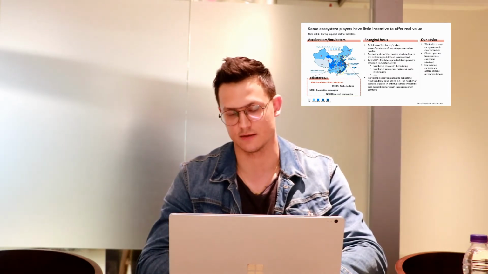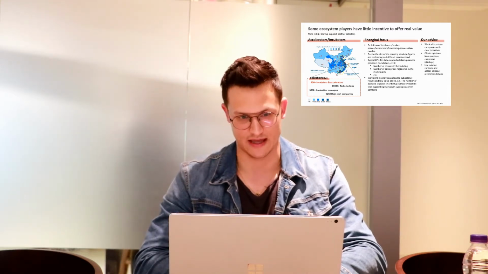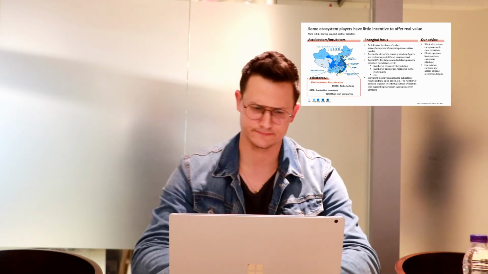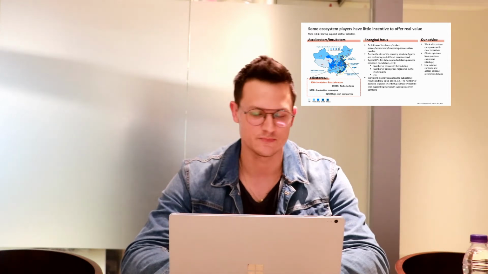Next up is the startup support partner selection. And here we have a great map of a lot of accelerators and incubators that are active in China. The first thing that strikes our eye is that it's a lot, not a small number. We have a very confusing amount of incubators, accelerators, and different players who are somewhere on the venture capital scale, and difficult to categorize.